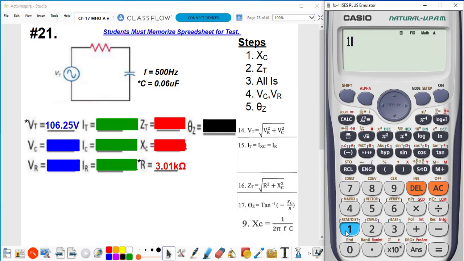So we're going to do 1 over 2 shift pi times my frequency, which is 500 hertz, times my capacitance of 0.06 times 10 to the negative 6. It equals, engineering, and this gives me 5.31 k ohms for my capacitive reactance.